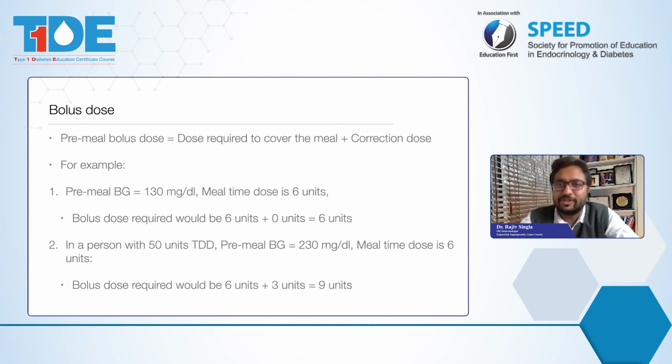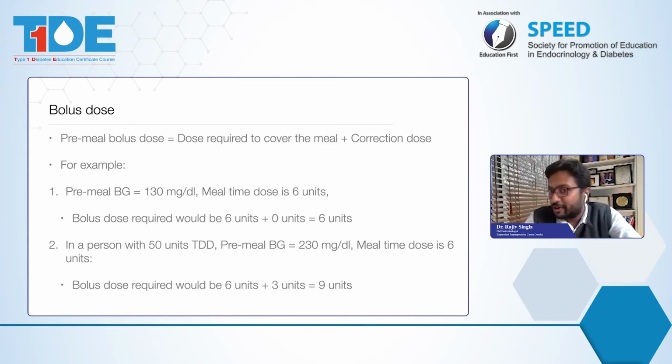Just to give you an example, say my pre-meal blood glucose was 130 and my mealtime dose is 6 units. I go ahead and take those 6 units. But if my pre-meal blood glucose value is 230 before the same meal, then of course those 6 units of insulin are going to bring it down to 230 only, because it is going to give me the same basal levels of insulin as previously.